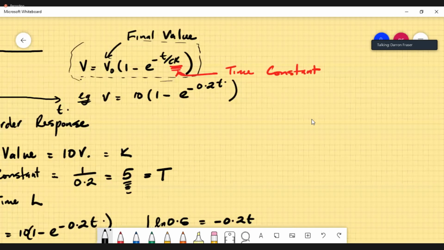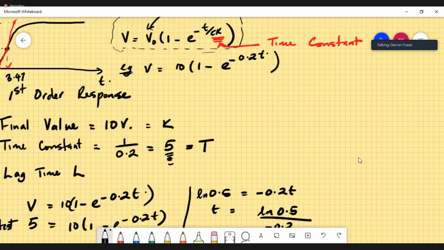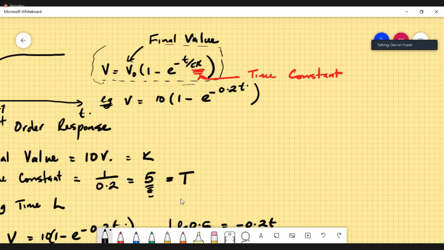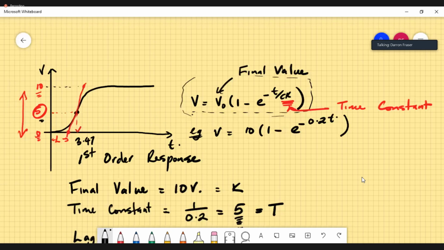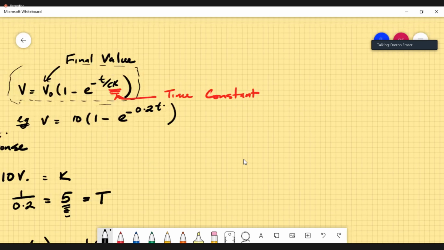All right. So now the lag time is going to take a little bit of work. So this is a line. And so now we want to find the equation of a line. No, let me not do that.